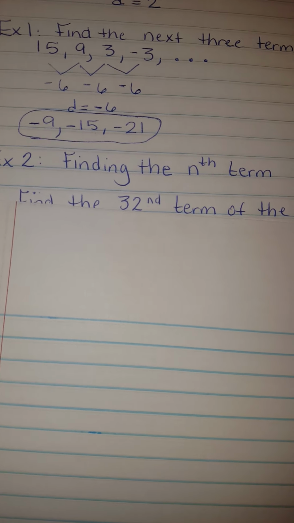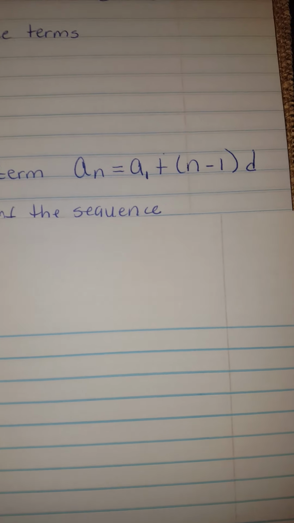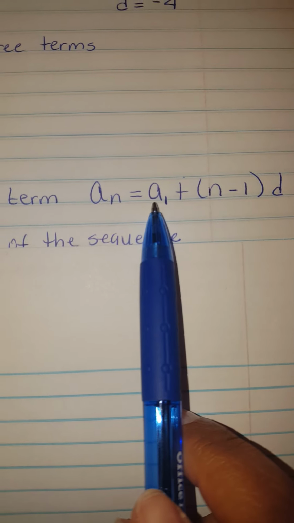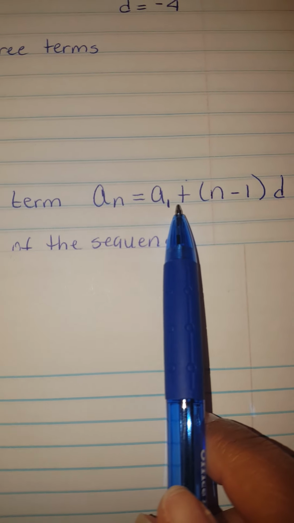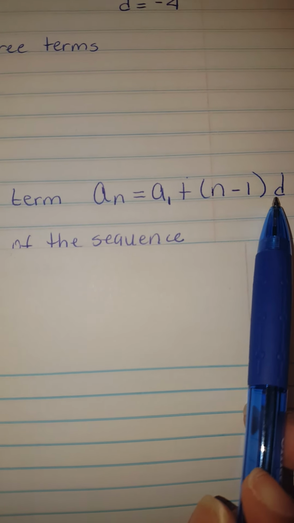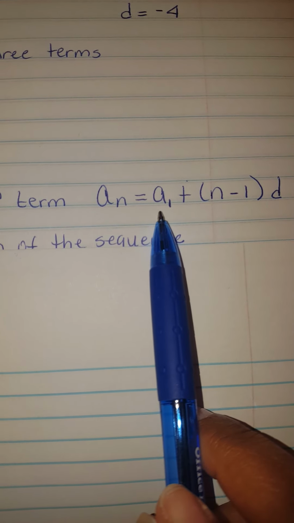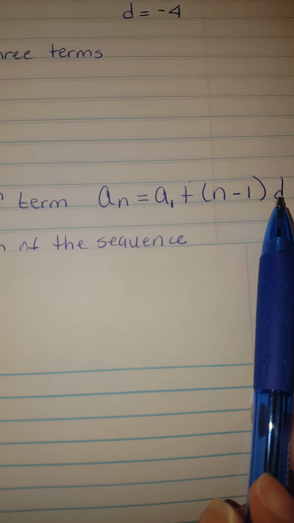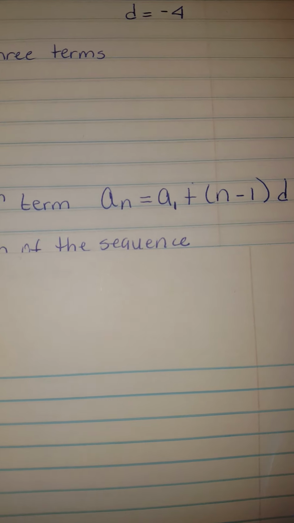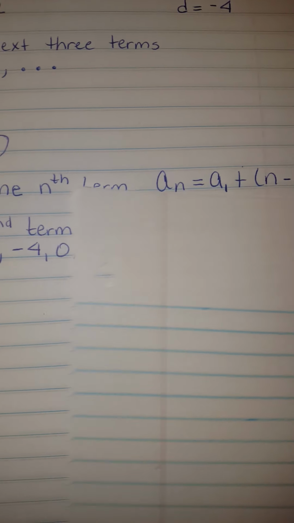When we're finding the nth term of an arithmetic sequence, the formula is a sub n equals a sub 1, which represents the first number in the sequence, plus n minus 1 times d, and our d is our common difference. So as long as we know the first term of the sequence and we know our common difference, we can simplify this equation to find any term that we're asked to find for that particular sequence. So let's look a little bit further.